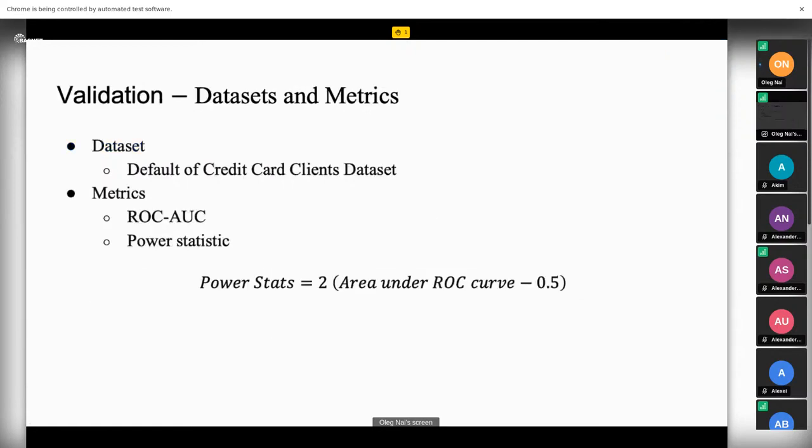So, let's talk about metrics and validation. I have used a dataset called the default of credit card clients dataset. I took it from a Kaggle competition in order to create my predictions based on survival analysis and logistic regression. And as metrics, I have used the ROC-AUC metric and power statistics. So in case of evaluating two or more scoring algorithms, these metrics serve as the benchmark. So it's very useful for our purposes.